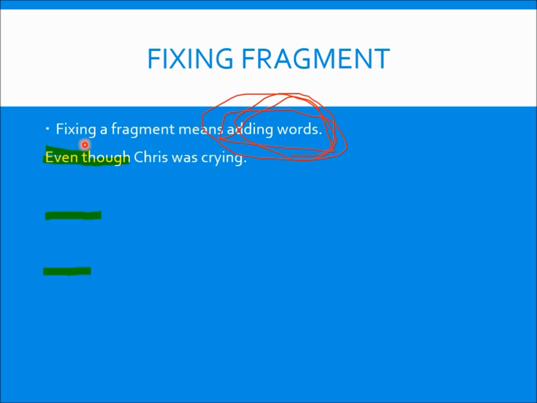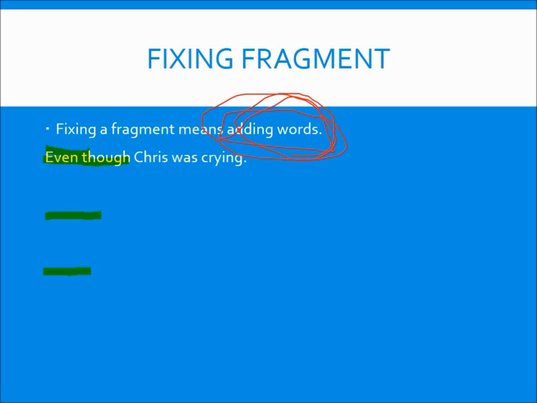Even though Chris was crying. Well, look what you have here. Oh my goodness, look at those first two words. You have even though. Okay, now even though is another one of those subordinate conjunctions. And remember, we're never supposed to take even though to a period. You see that period? Instead, we should take it to a comma.